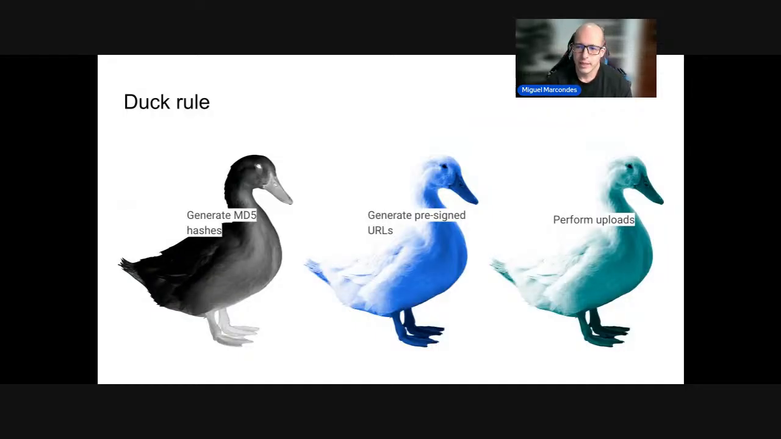So let's start. We have our duck rules here. We will have 3 different ducks handling what is needed. One will generate the MD5 hashes. The other one will generate the pre-signed URLs. And the other one will perform the uploads using the pre-signed URLs and everything else.